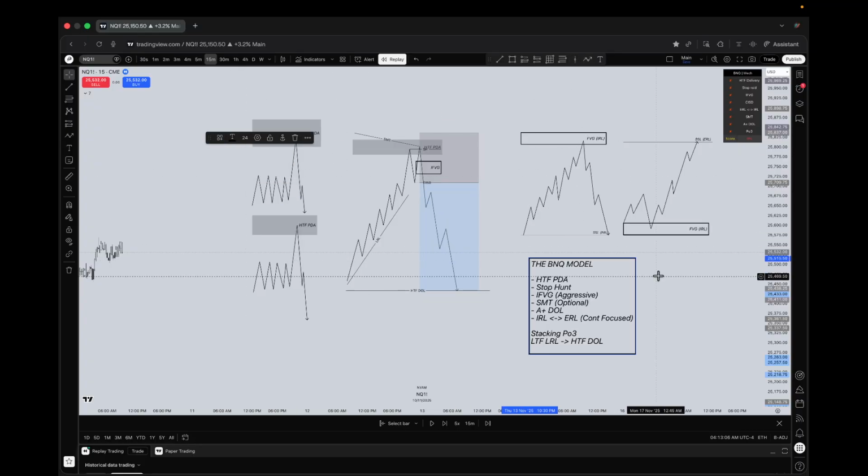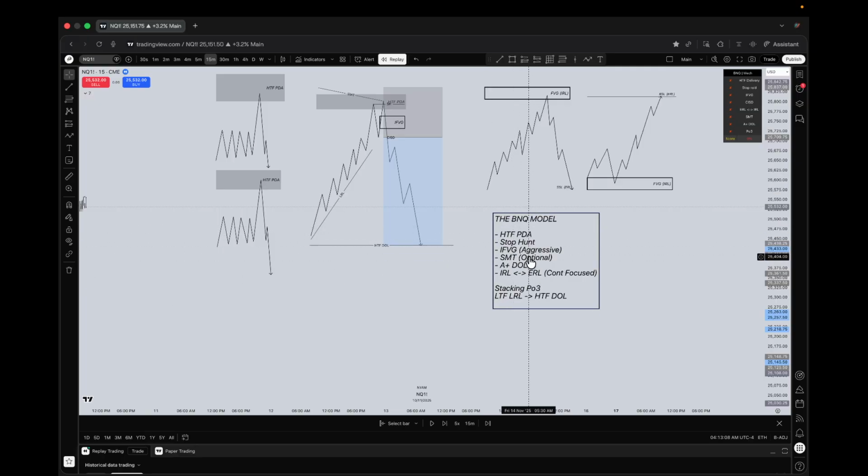Okay, so this is the model in short summary. Delivery from a higher time frame premium discount array. Get your nice little stop hunt. Aggressive IFVG. Now, there's no CISD that you have to do, but me personally, I like taking off CISD because once you get that stop hunt and then you get CISD, then it kind of makes that higher protected high or a low, right? So me personally, I like taking off CISD. You don't have to, of course, if it kind of ruins your RR, but yeah.